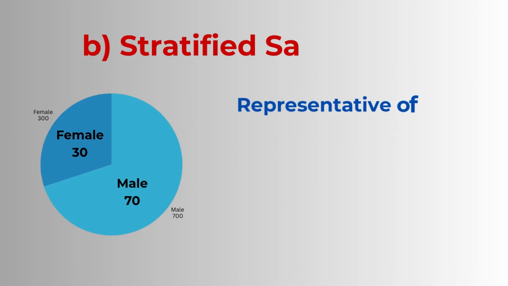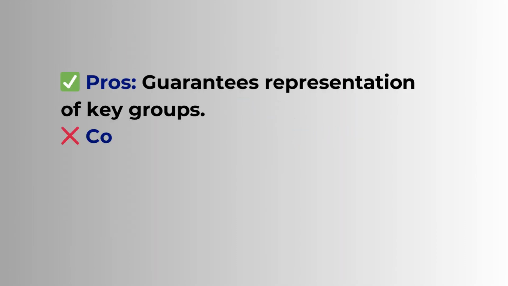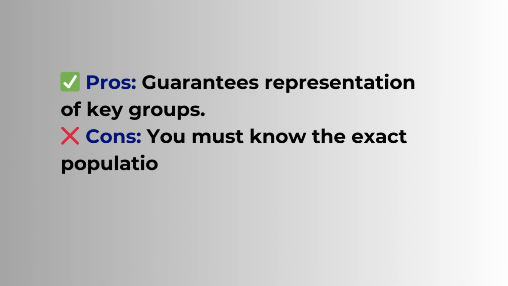In stratified sampling, you divide the population into groups or strata and then sample from each group proportionally. Example, in a company of 1000 employees, 700 are male and 300 are female. To get a representative sample of 100, you select 70 males and 30 females. Its pros, it guarantees representation of key groups. And cons, you must know the exact population breakdown first.